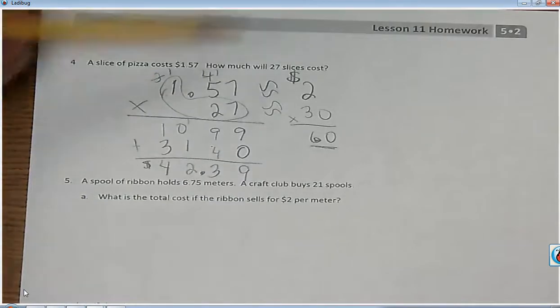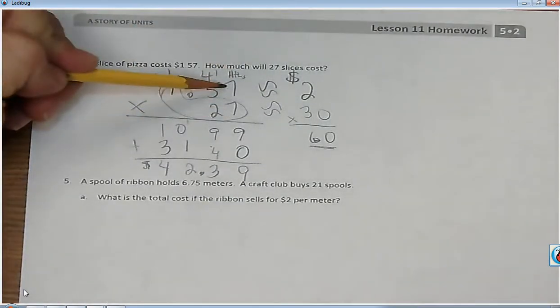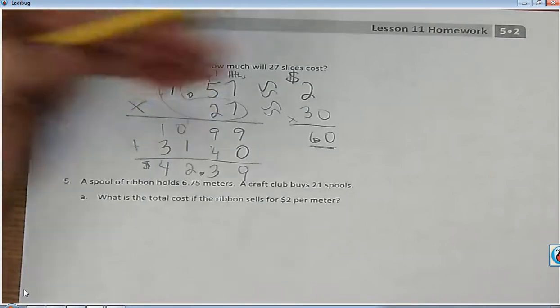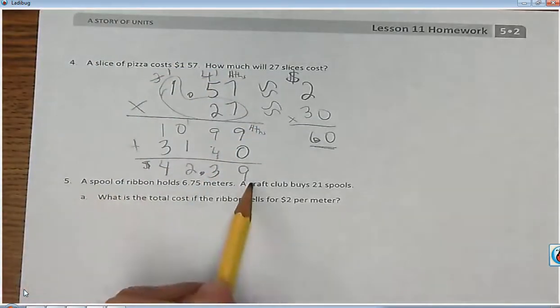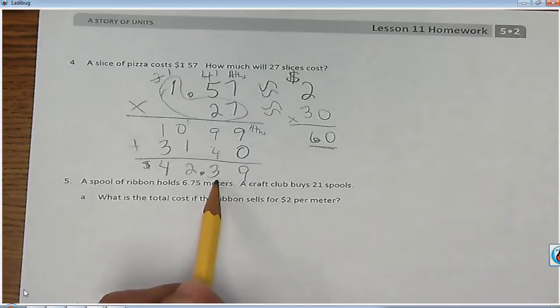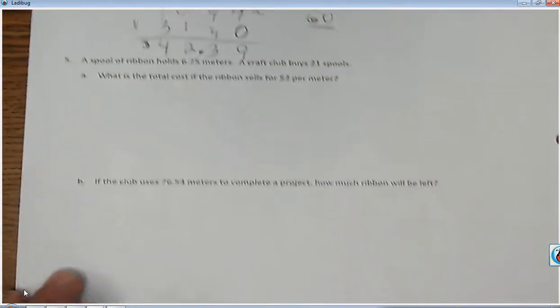Or I can think these are my hundredths. 7 ones times 7 hundredths would be 49 hundredths. Those are the hundredths. Hundredths are your pennies. All right, go to number 5.